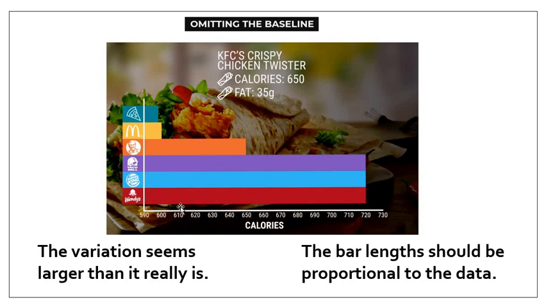But if you look at the numbers themselves, the amount of calories for McDonald's is 600. The amount of calories for Wendy's is 720. So there's really not that much of a difference as what it appears to be, because the bar graph does not start at 0.